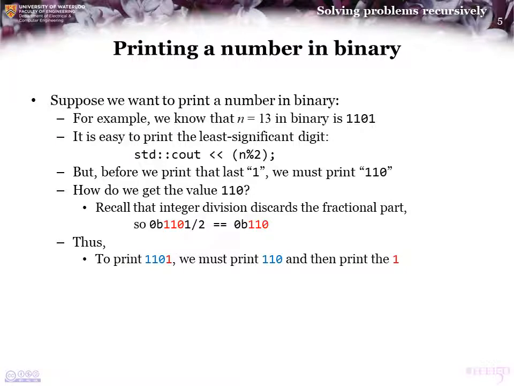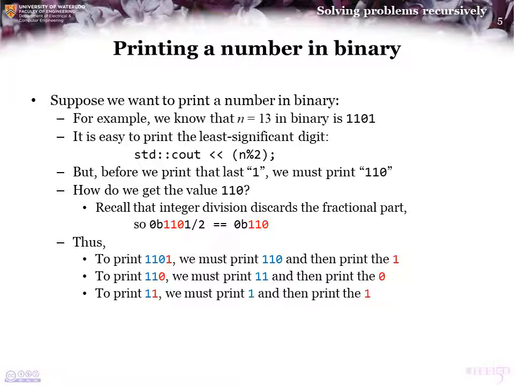Thus, in order to print 1101, we must first print the first 3 bits and then print the final 1. But to print 110, we must first print the first 2 bits and then print the 0. To print the 2 bits 11, we must first print the first bit 1 and then we can print the second 1, which we found again using modulo. And to print a single bit 1, well, we just print that bit. That sounds like a recursive algorithm.